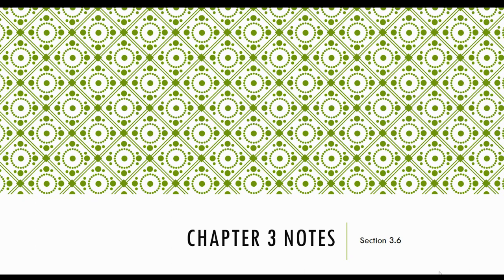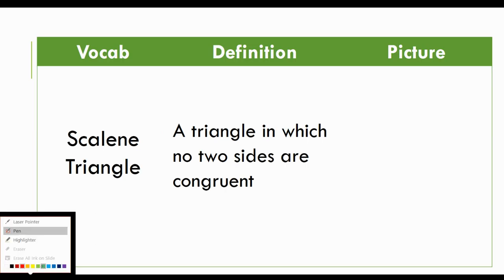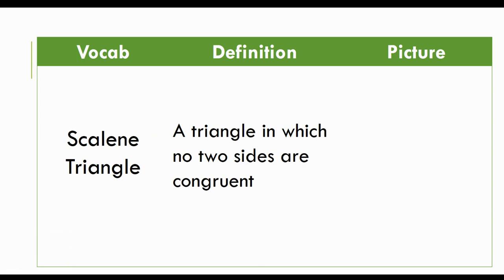Today we're going to start looking at section 3.6. Section 3.6 is going to have us name various types of triangles and their parts. So we've got quite a few vocabulary words here. Hopefully the majority of them you remember from maybe elementary school or even middle school.